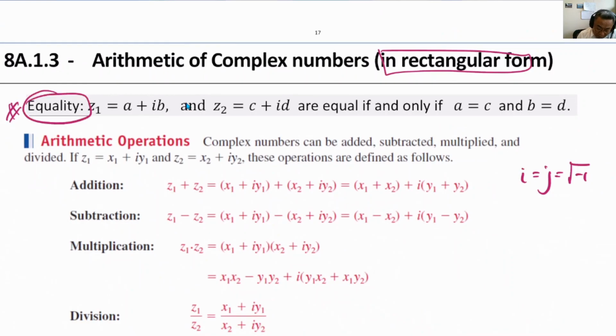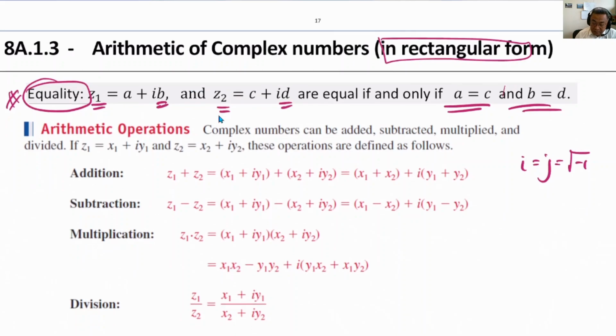When we say a complex number z1 is equal to z2, what we are saying is that the real parts are equal. So a belongs to z1, the real part of z1, and c belongs to the real part of z2. They are equal, as well as b and d. The b is the imaginary part of z1 and d is the imaginary part of z2. So only when all these four numbers are equal, then we say z1 is equal to z2.